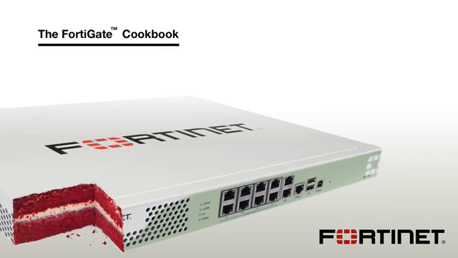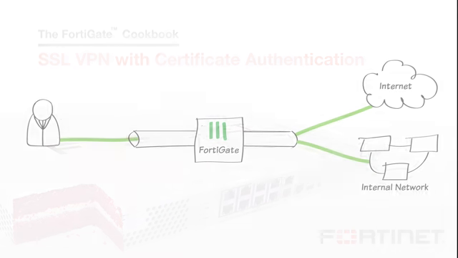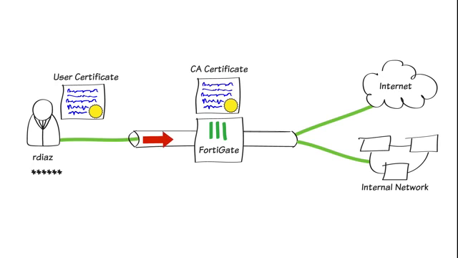In this video, you will configure an SSL VPN tunnel that requires users to authenticate with a certificate. The certificate, username, and password are used for two-factor authentication. When authorized users connect through the SSL VPN tunnel, the FortiGate checks the user certificate against its CA certificate. The user can then securely connect to the internet and to resources on the internal network.